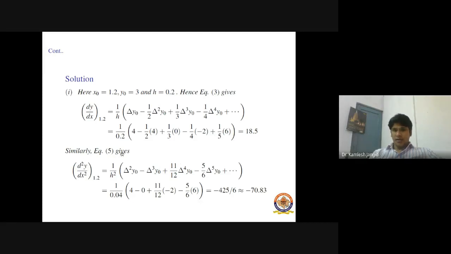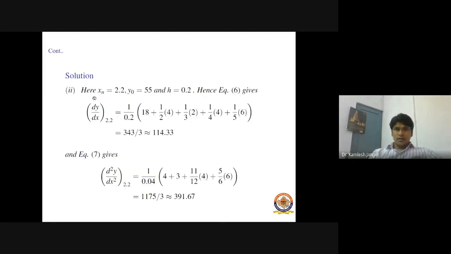Similarly, equation number 5 gives the second derivative at the point 1.2, and this relation is given by this formula. Now, if you put the required values in this relation and simplify, then we get minus 70.83. These are our first and second derivatives at the point x equals 1.2.